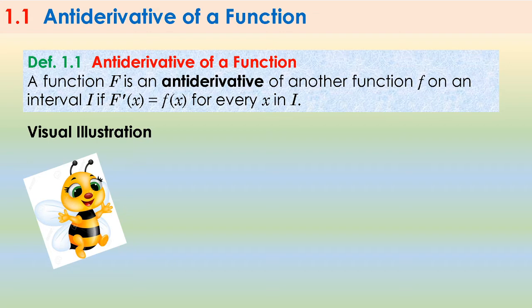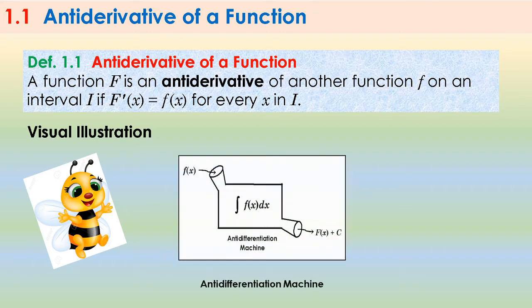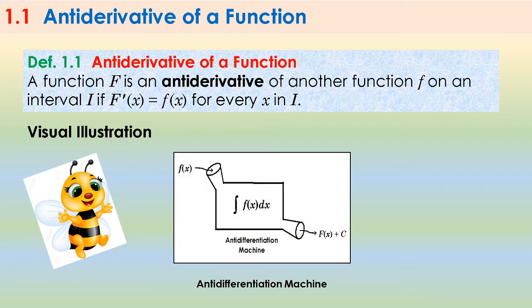To understand this antiderivative, let us have this antidifferentiation machine. We have an input, and that is the function small f of x to be processed inside, and then the output is a function denoted by capital F of x plus c.